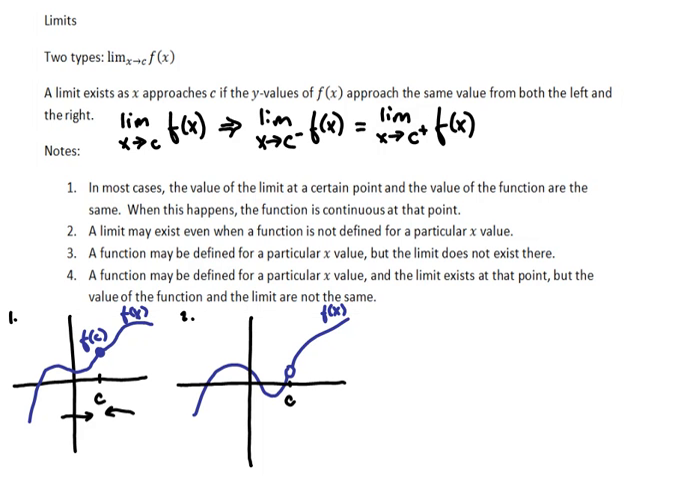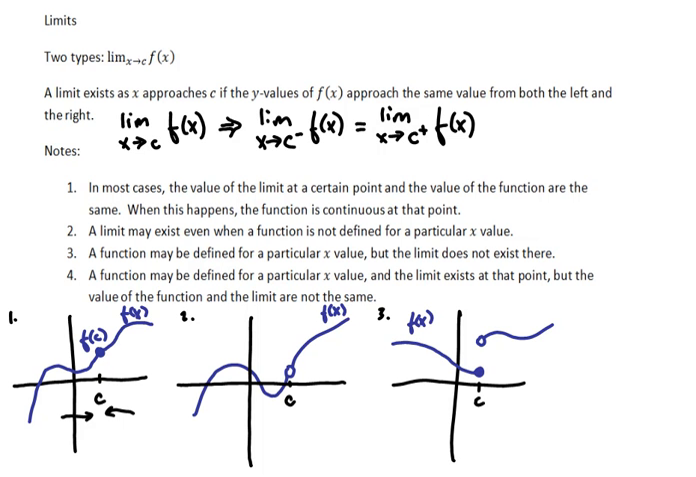For the third example, it says that a function may be defined for a particular x value, but the limit does not exist there. So in the third diagram, we see that the function has a value when x is equal to c. That's the shaded in circle there. However, as you approach from the left, your y is heading for a different value than when we approach c from the right. And that is what we call a jump discontinuity. So this is an example of where the function is defined for a particular x value, but the limit does not exist there.